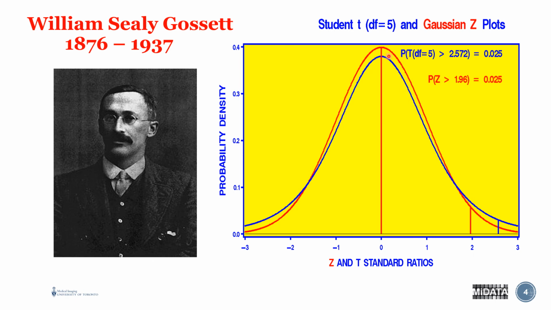And so what he did is he derived what's now called the student t. He had to publish his work under the name Student because he was working for Guinness, and he didn't want Guinness to know he was publishing his work, so he published as a mathematician named Student.